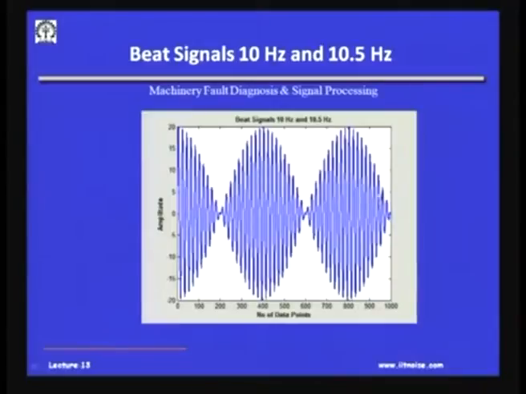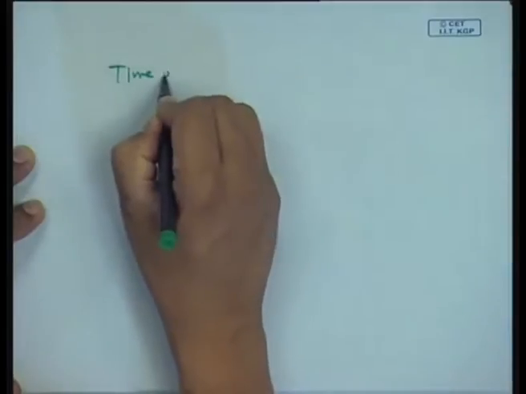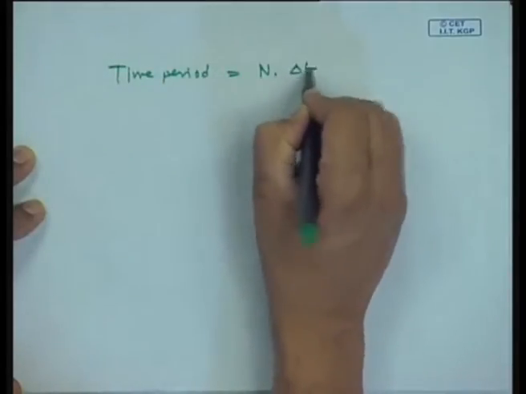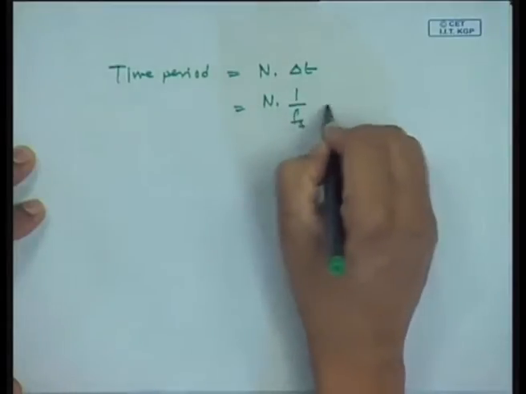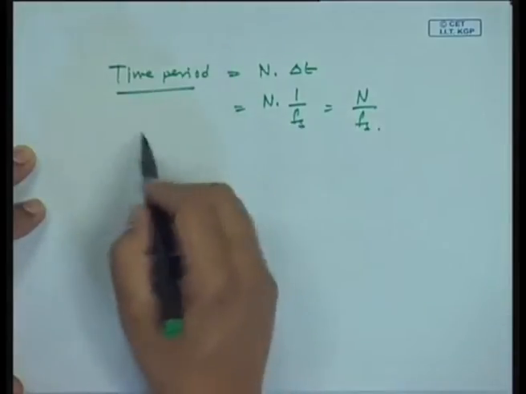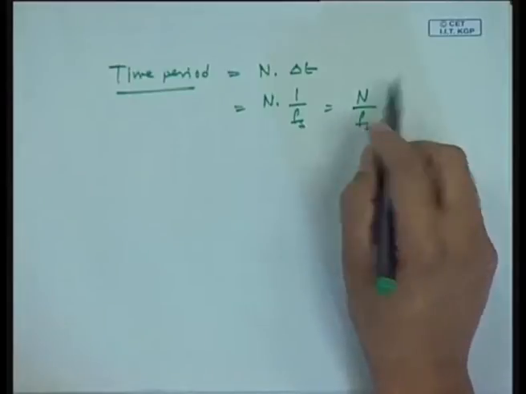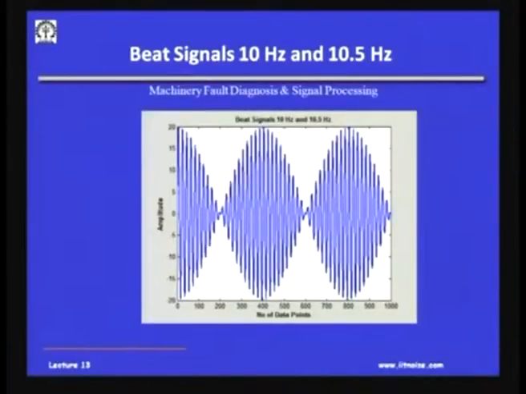For example, if two signals are beating, I will get this kind of waveform. An amplitude modulated signal would also look like this, as you would have seen. These signals here are actually high frequency carrier signals, because the number of data points is 1000 here, and the time period depends on whatever sampling frequency is taken. The total time period of a block is nothing but N times delta t, which is N times 1 by f s, that is, N by f s. So, if N is equal to 1000, you will get that many seconds here. Now, I am interested to find out this envelope here.